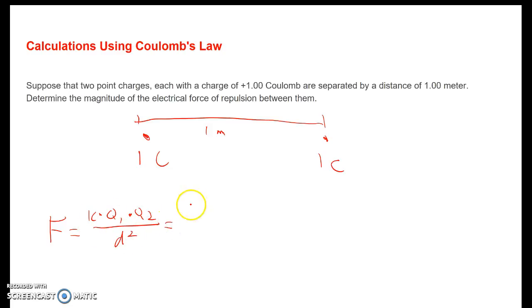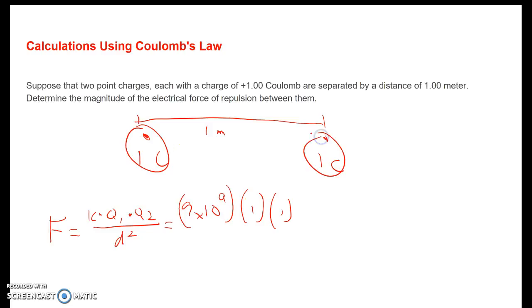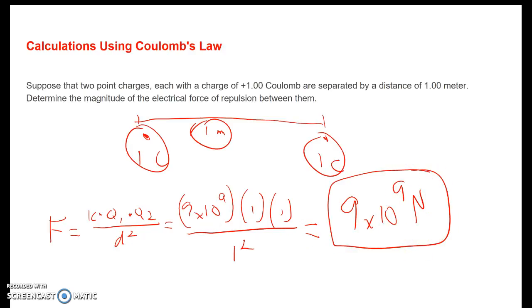So K, as we previously said, is 9 times 10 to the 9th. Our charge here is 1 coulomb. Our charge here is also 1 coulomb. And we divide that by our distance, which is 1 meter squared. So a lot of ones here, but our answer is 9 times 10 to the 9th newtons. So that is the force of these two positive charges. This would be a force of repulsion. This one would go 9 times 10 to the 9th this way. This one would go 9 times 10 to the 9th that way. That's a really big force. A coulomb is a huge amount of charge. Huge amount.